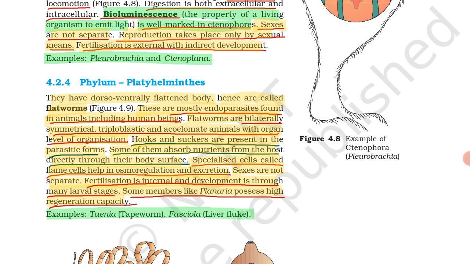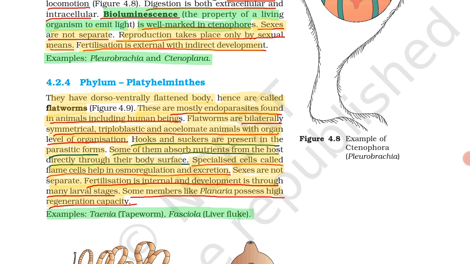Examples of platyhelminthes are Taenia (tapeworm), Fasciola (liver fluke), and Planaria, which has high regeneration capacity. So from this, let us revise platyhelminthes. They are dorsoventrally flattened, called flatworms, and mostly endoparasites found in animals including human beings. They are bilaterally symmetrical, triploblastic, acoelomate animals with organ level of organization.